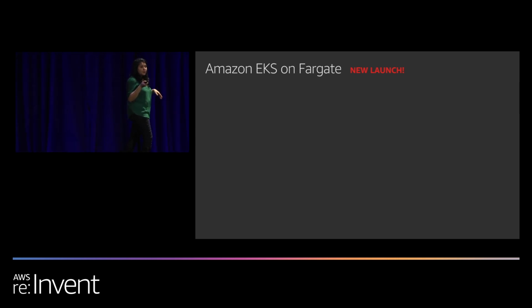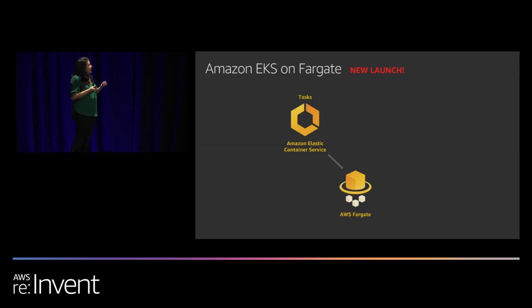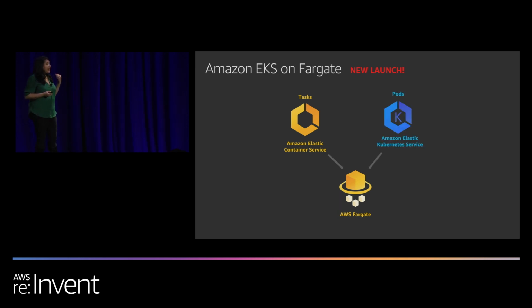For those of you who missed the announcement, the gist of it is that so far you could use the ECS RunTask API to run serverless tasks on Fargate, and that will continue to be the AWS native API to access Fargate. But now, with this launch, you can actually use the Kubernetes APIs on EKS to run serverless pods on Fargate.